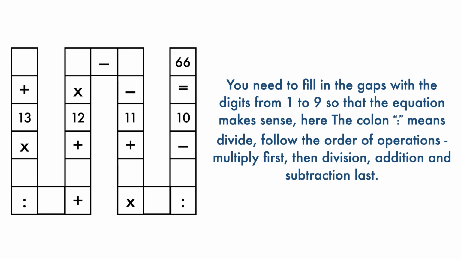You need to fill in the gaps with the digits from 1 to 9 so that the equation makes sense. Here the colon means divide. Follow the order of operations: multiply first, then division, addition and subtraction last. There is no complicated maths involved, only basic arithmetic, but it's not an easy one. This problem is difficult even for adults good at math. All you need to do is place the digits from 1 to 9 in the grid.